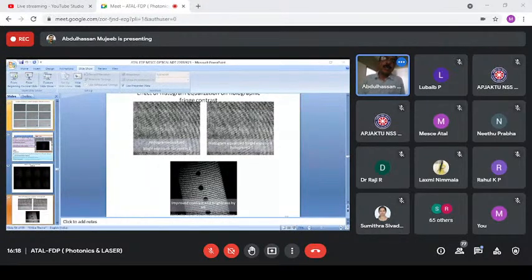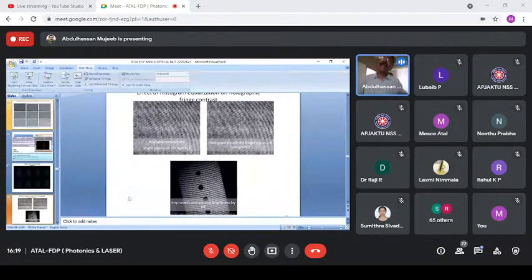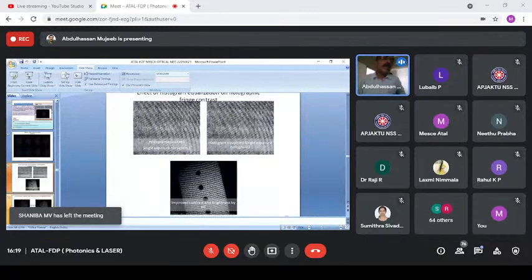Listen here. You may misunderstand that this hole is very big. No, it is not big. It is very, very small. I'm counting the number of fringes: 1, 2, 3. The diameter of the hole is 3 lambda by 2, since one fringe represents lambda by 2. Lambda is 600 nanometers, so 3 by 2 into 600, that is 3 into 300, that is 900 nanometers. It is a very, very small void or gap.